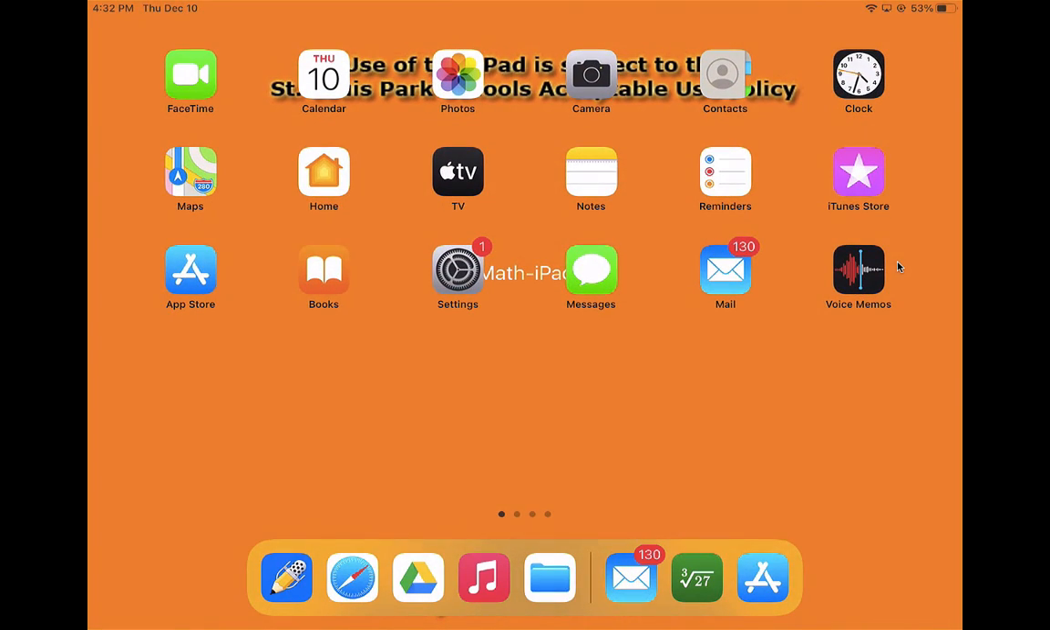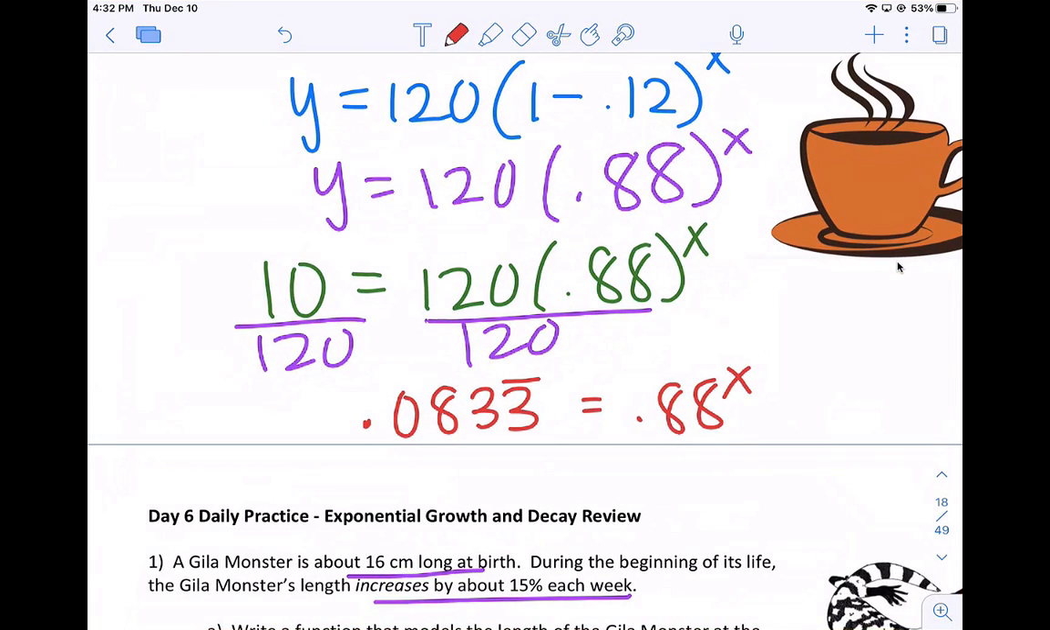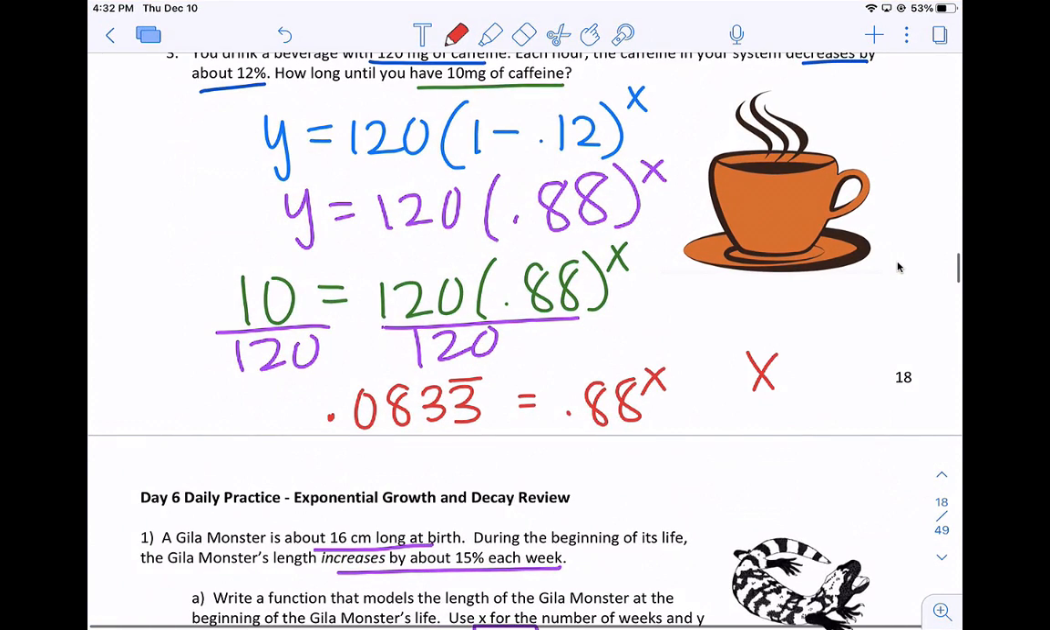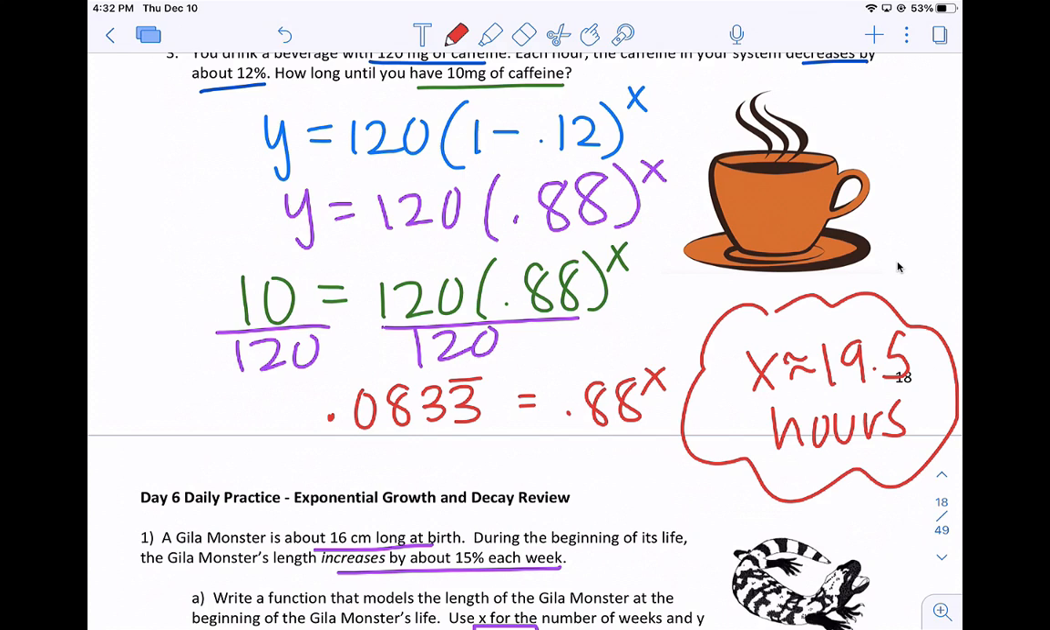Okay, so let's pop back here. And we'll say, all right, when x is about 19.5 hours have gone by, that's almost the whole day, you only have the 10 milligrams left of caffeine in your body.